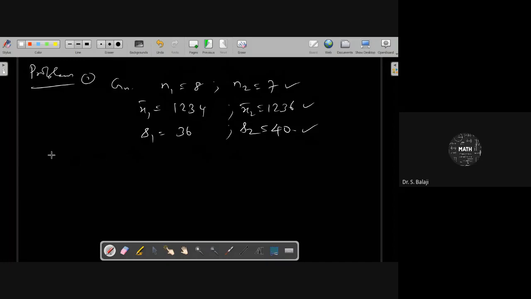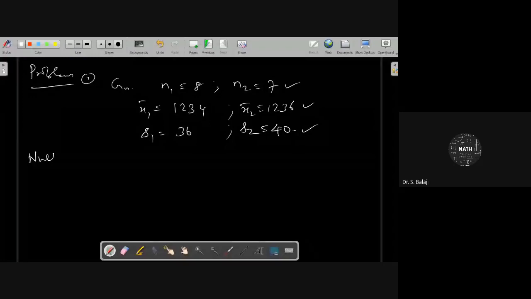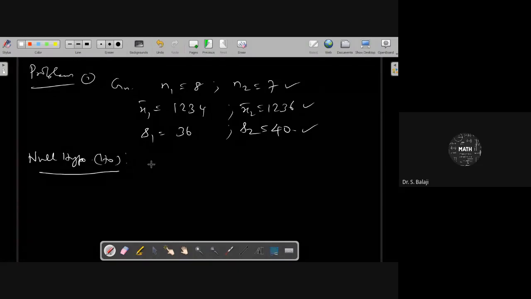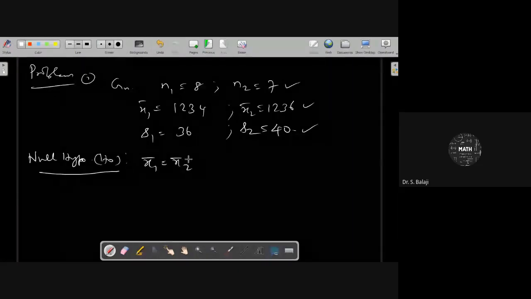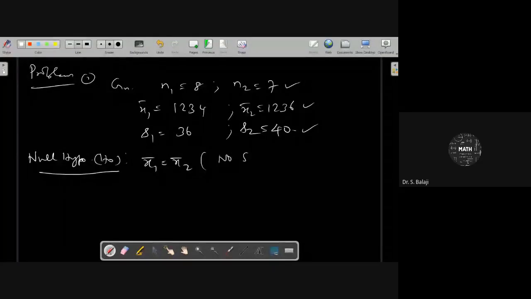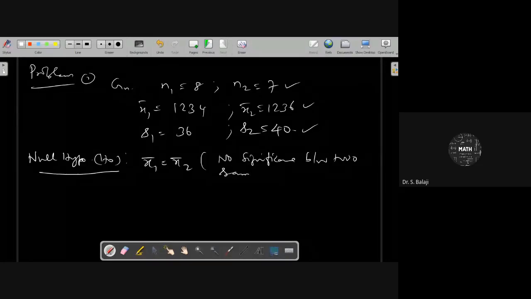Right. Now after identifying data here, you write the null and alternative hypothesis. Null hypothesis H naught: what about your idea? It is always that there is no significance between two sample means.